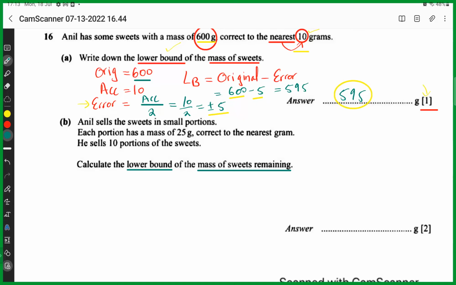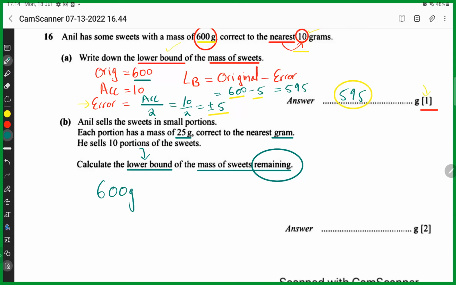So basically we were discussing the second part of this question, and here things are a bit complicated. It said calculate the lower bound of the mass of sweets remaining. Okay, so we need to find out the mass of remaining sweets, but it has to be the lower bound, the lowest possible value. Let's understand the scenario. In total, we had 600 grams of mass for the sweets, and Anil sells sweets in small portions. Each portion has a mass of 25 grams, correct to the nearest gram. He sells 10 portions of the sweets, and we need to find the remaining one.